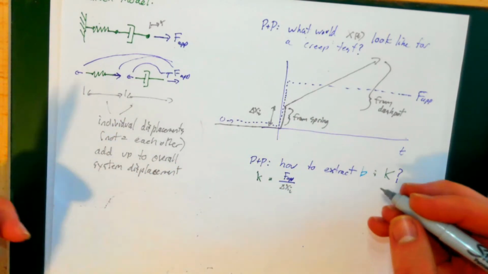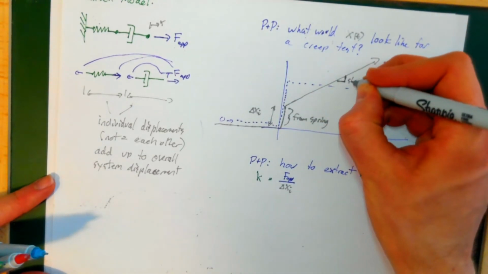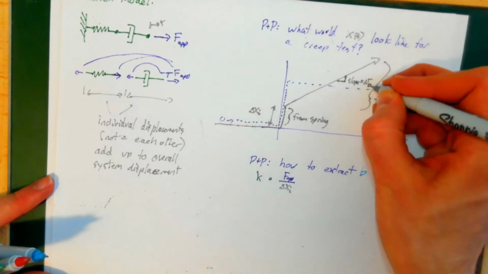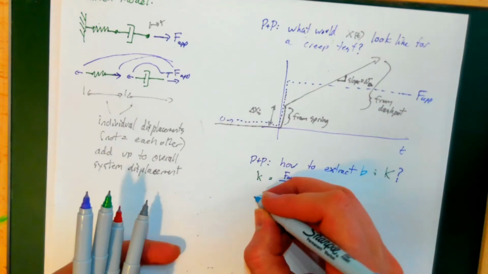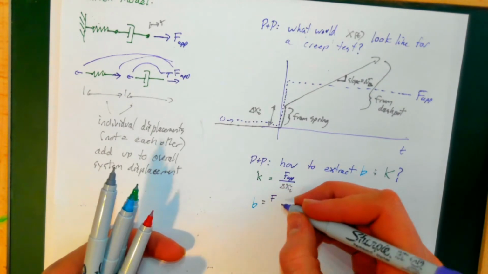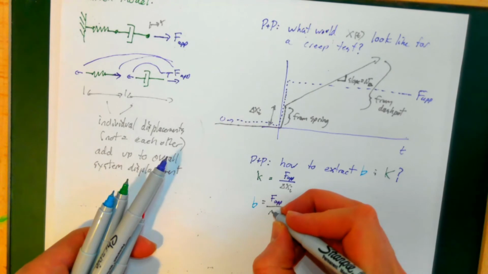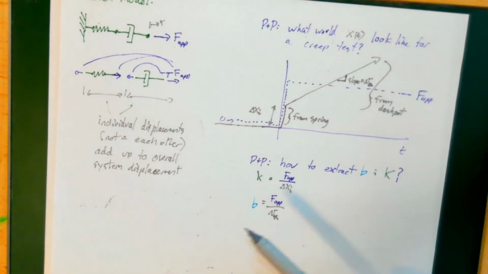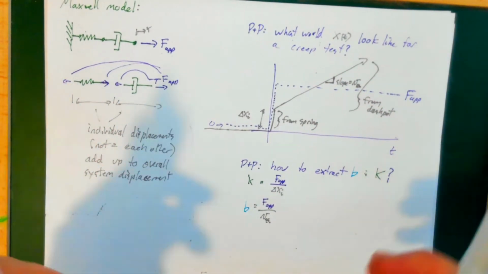And then in the long term, I can essentially measure the slope, which is basically equal to the steady state velocity. And of course I can relate that to B. So B is essentially equal to whatever force I apply divided by the steady state velocity. So that's how we can get K and B from data.